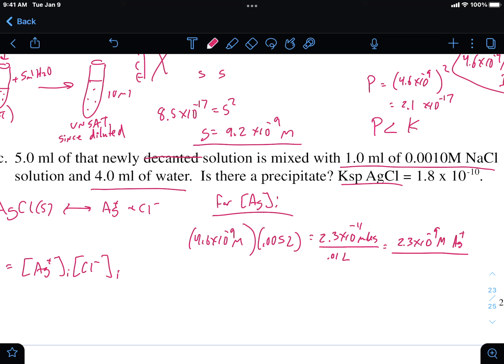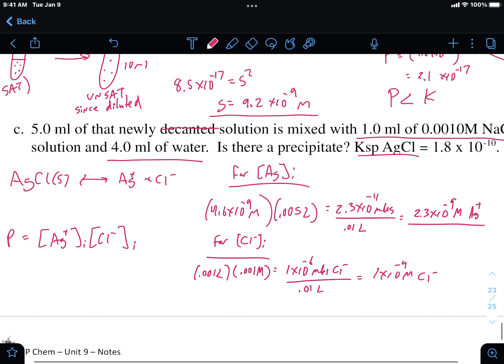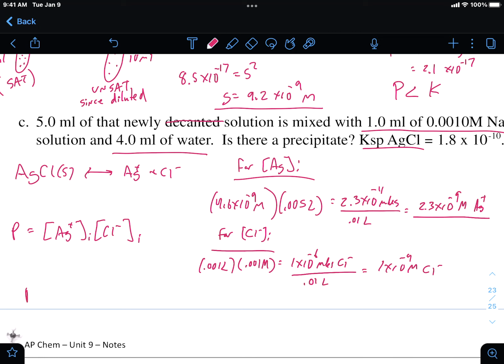So what do I know about chlorine? There was 1 milliliter of it. And the molarity of it was 0.001. So this is 1 times 10 to the minus 6 moles of chloride divided by 10 milliliters. So 1 times 10 to the minus 4 molar chloride. And so now I can solve for P and make a decision.